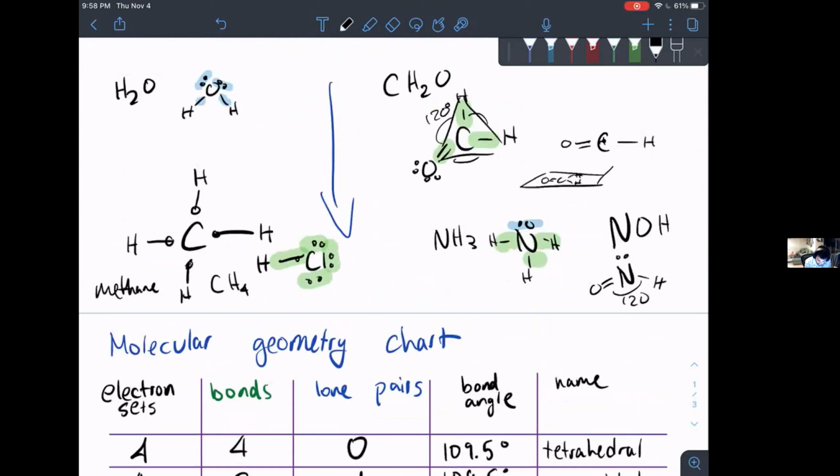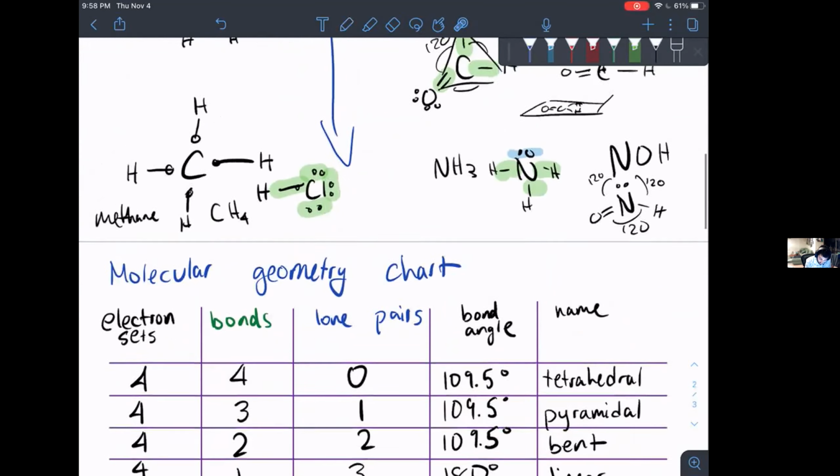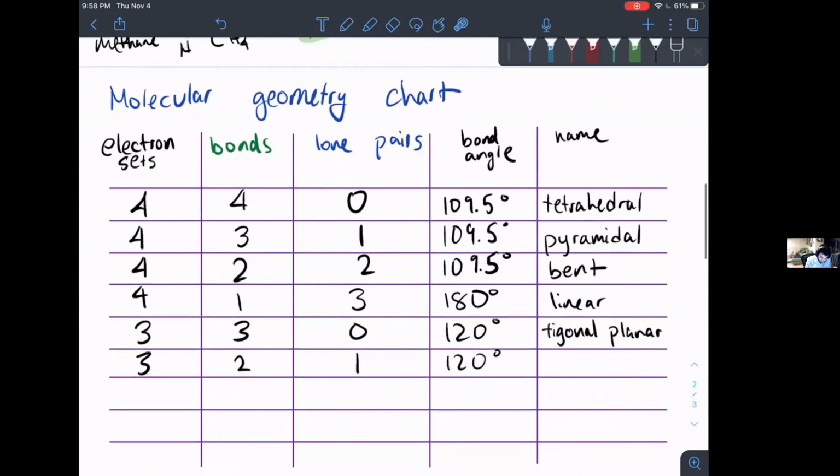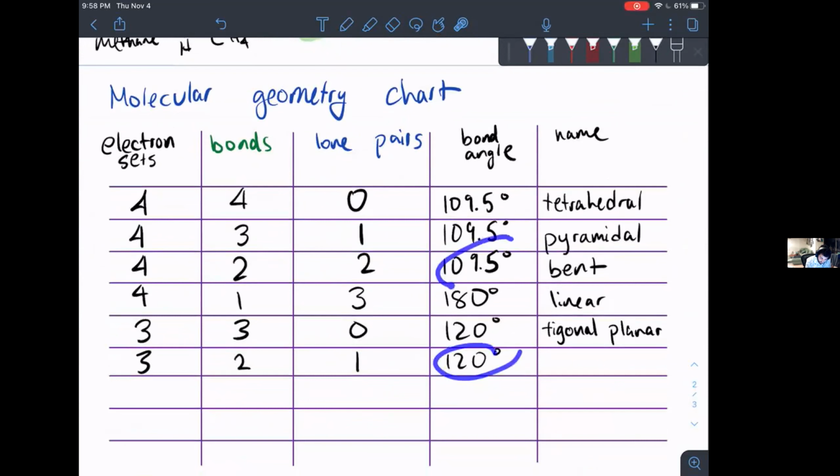This angle is going to be 120, and the angle between the electron set and the bonds are also 120. So we're going to take the smallest total angle between the 2 bonds right here, and that's going to be 120. And we're actually also going to call this bent, because again, it looks bent. It's at kind of a wider angle than before. 120 is greater than 109.5, but we still call this one bent.